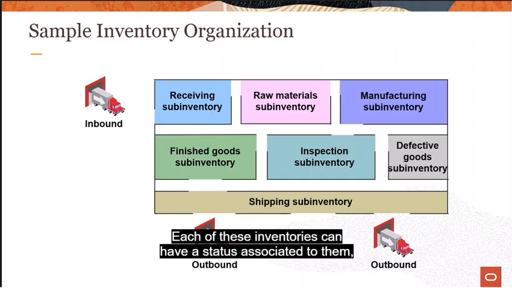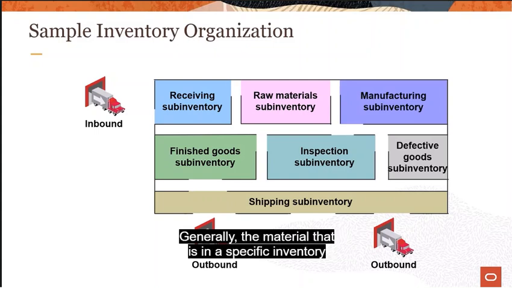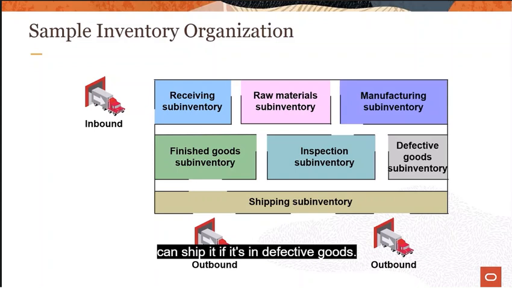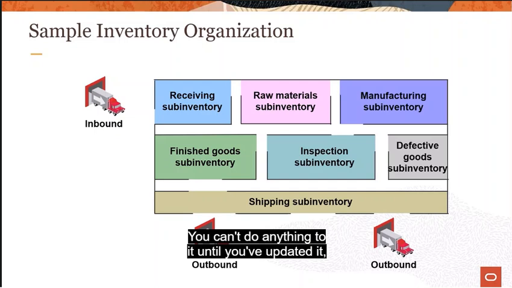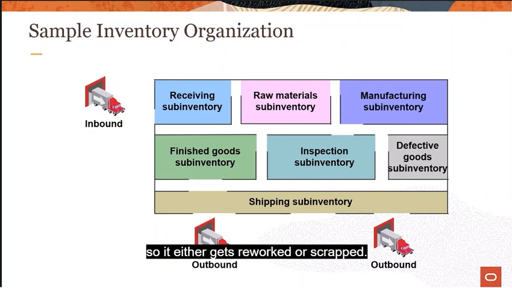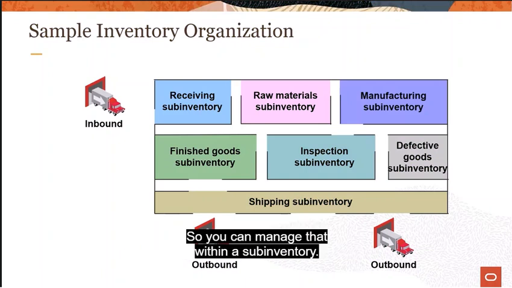Each of these sub-inventories can have a status associated to them, and it can control what material can be transacted in and out. You can put material on hold so it doesn't go anywhere. Generally, the material that is in a specific sub-inventory will inherit the characteristics of that sub-inventory, whether it's you can pick, pack, and ship it, or something's in inspection. You may have to move it someplace else before you can ship it. If it's in defective goods, it may be on hold. You can't do anything to it until you've updated it. So it either gets reworked or scrapped. So you can manage that within a sub-inventory.